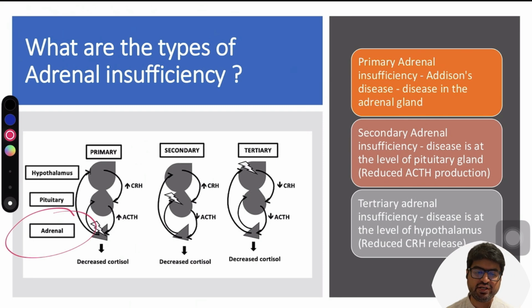For example, you are taking glucocorticoids from outside, and that leads to tertiary adrenal insufficiency. So glucocorticoids given from outside are the primary or the important cause of tertiary adrenal insufficiency.